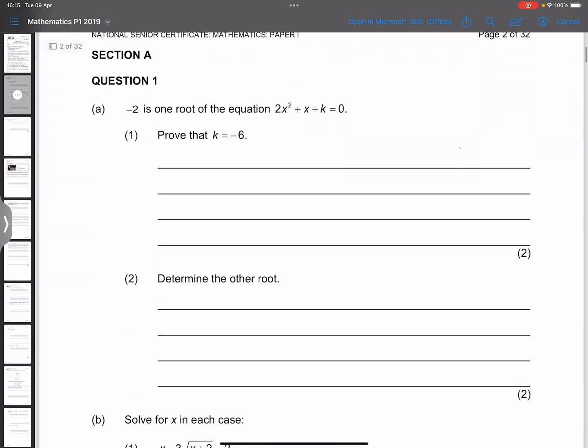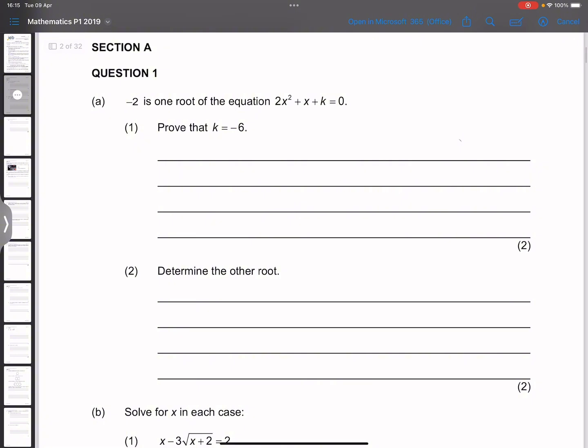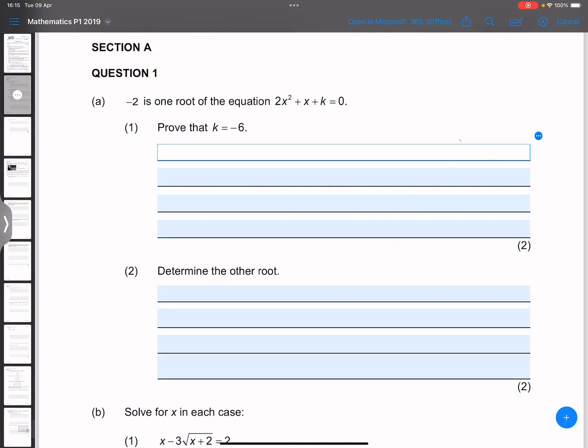Okay, we start with section A. They say to us we've got negative 2 is one of the roots of the equation 2x squared plus x plus k. We need to prove that k is equal to negative 6. I think this is quite straightforward. In this case, we're just simply going to substitute in there.